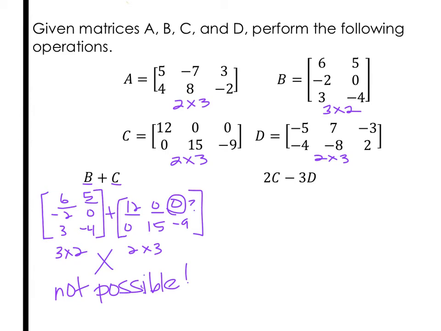Now over on the right, we're doing a combination of scalar multiplication and subtraction. Notice it says 2 times C minus 3 times D. If we think about C and D alone, they're both 2 by 3 matrices. So that means this subtraction problem is actually possible. I'm going to take matrix C and multiply everything by 2. So we're just going to double the value of the elements in that first matrix. 12 would become 24, and zeros would stay 0, so that's nice to work with. In row 2, we get another 0, but then 30 and negative 18.